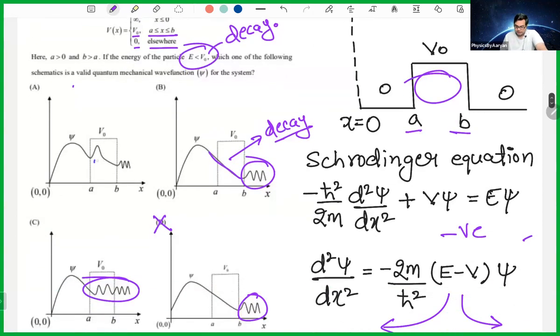So if you look at option A, it is not decaying. You see, it increases and then decreases. So it is not decaying. So this is wrong.